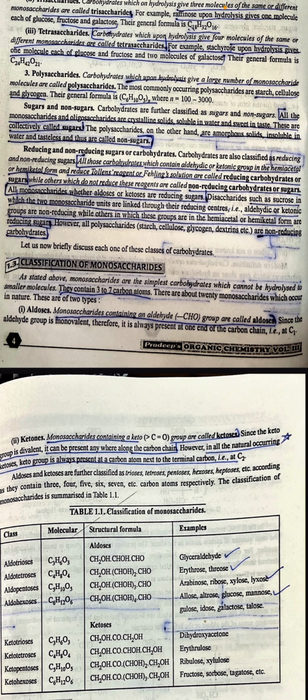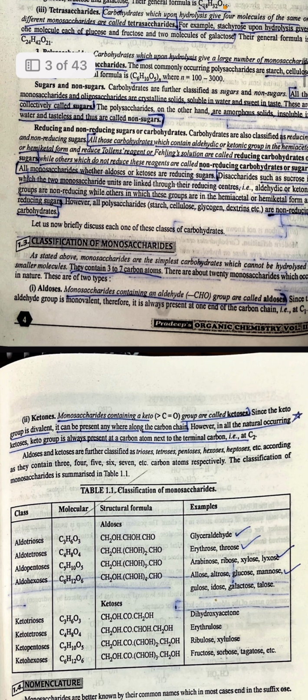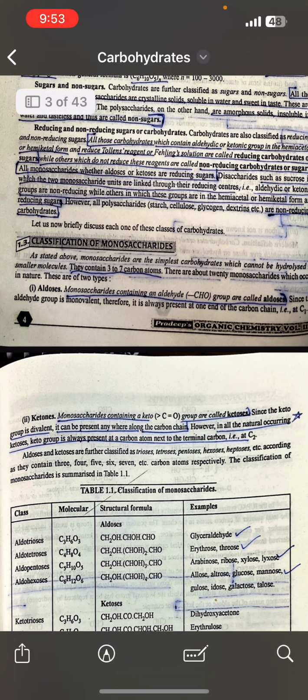Since the aldehyde group is monovalent, it is only present at the end carbon atom, that is at C1. Ketoses: monosaccharides containing a keto group are called ketoses. Since the keto group is divalent, it can be present anywhere along the carbon chain. However, in all the naturally occurring ketoses, the keto group is always present at the carbon next to the terminal carbon, that is at the C2 position.